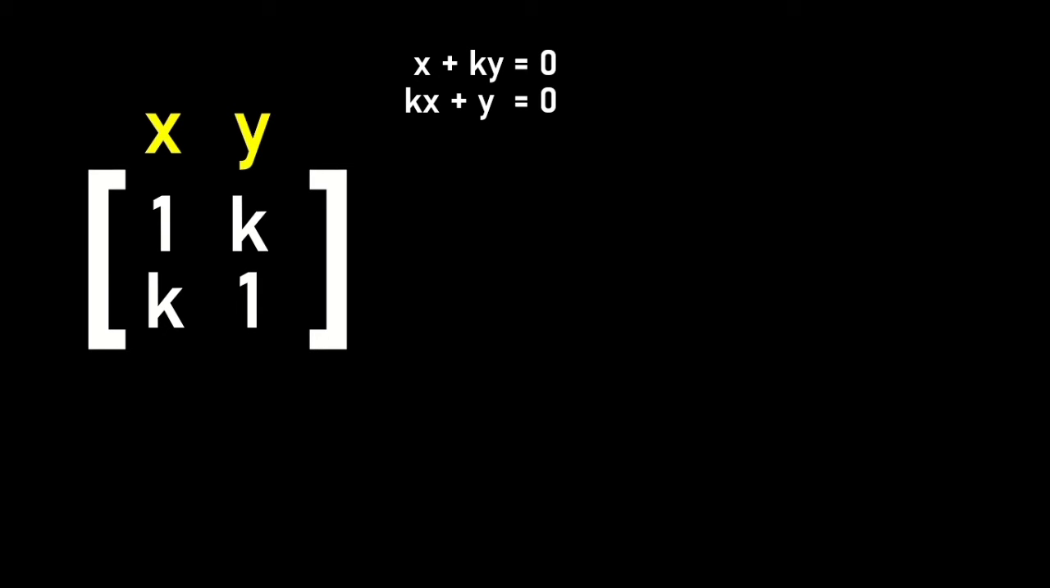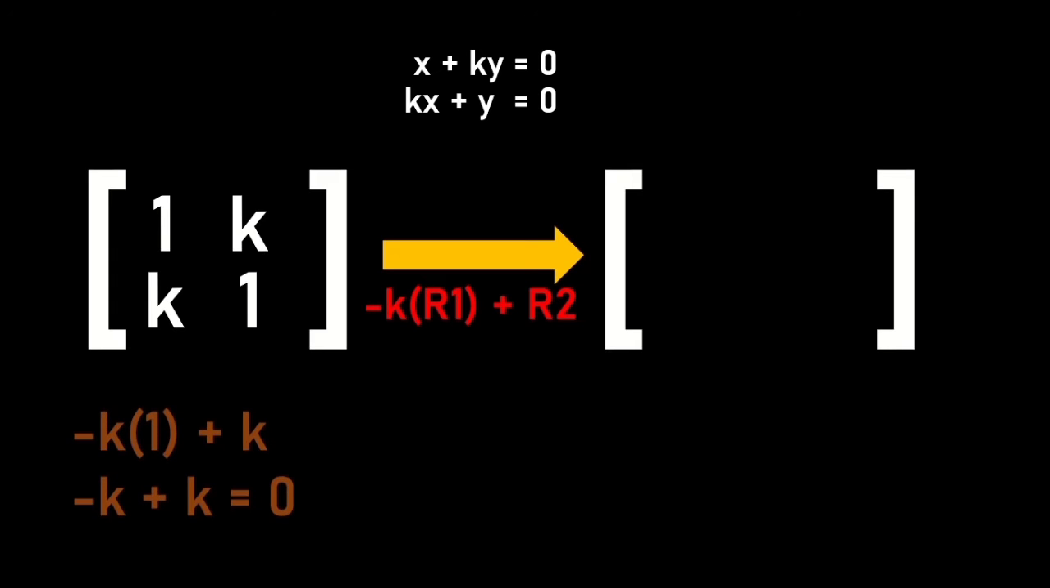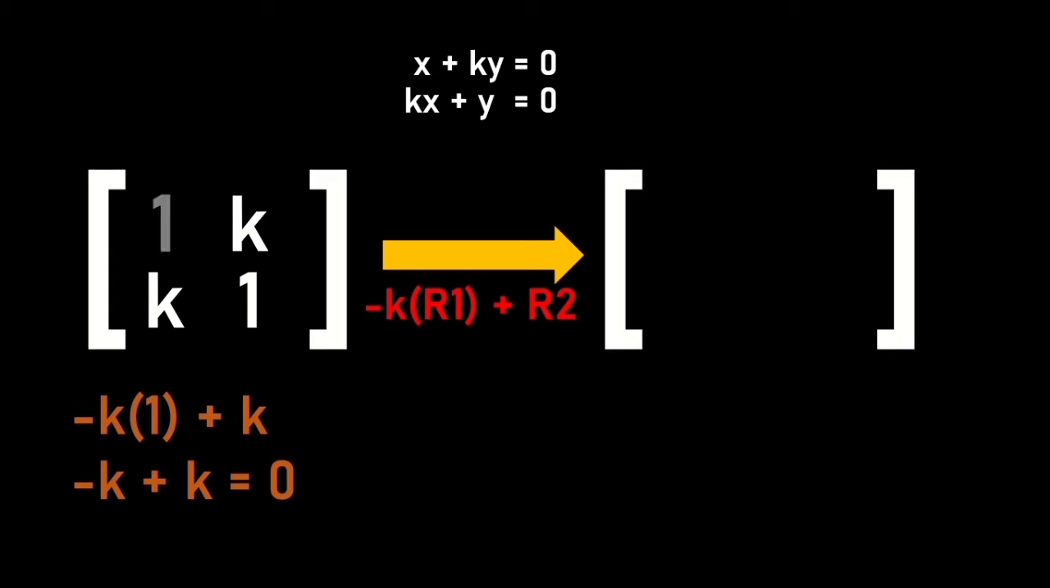Now, to reduce the system to row echelon form, this k must be 0. For that, we need a formula that can change this k into 0, and that is negative k times row 1 plus row 2. Let's apply it in our first column. Negative k times 1 plus k is equal to negative k plus k, and that is 0.